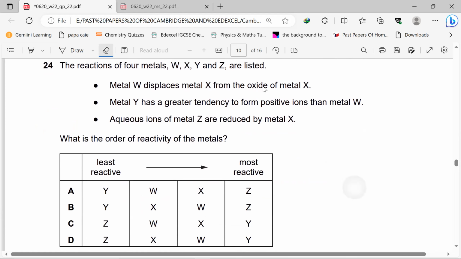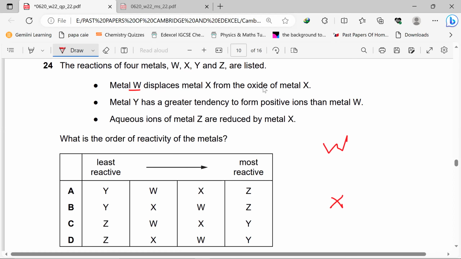Number 24, the reactions of 4 metals W, X, Y, and Z are listed. Metal W displaces metal X from the oxide of metal X. So W can displace X. So W is higher and X is lower in reactivity, because W can displace X.